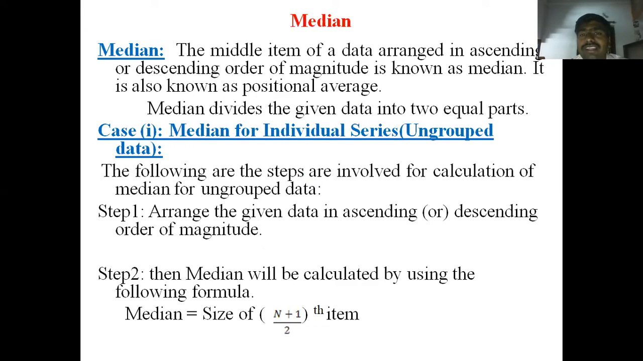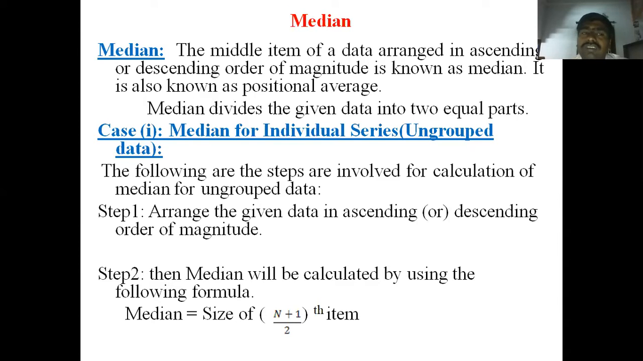Coming to the second method, median. What is median? The middle item of data arranged in ascending or descending order of magnitude is known as the median. That means if I give you data, we should find the middle value. How do we find the middle value? First, we should arrange the data in ascending or descending order. Then the middle number becomes the median.